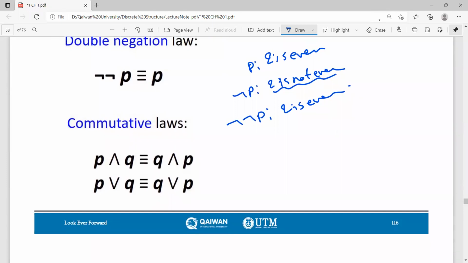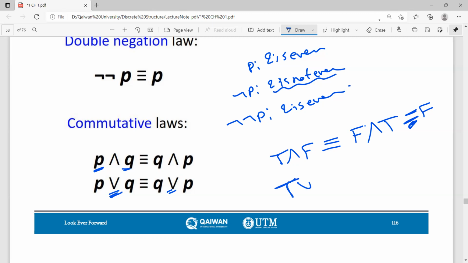Now we have commutative law. Commutative law is if you have P and Q and Q and P, they are the same. If you have P and Q, for example, true and false is equivalent to false and true, and it equals false. In both cases, you get false. Even for or, you say true or false is equivalent to false or true, equals true.